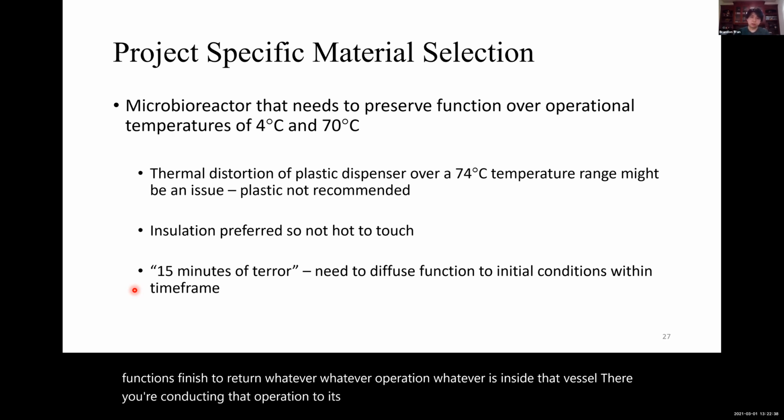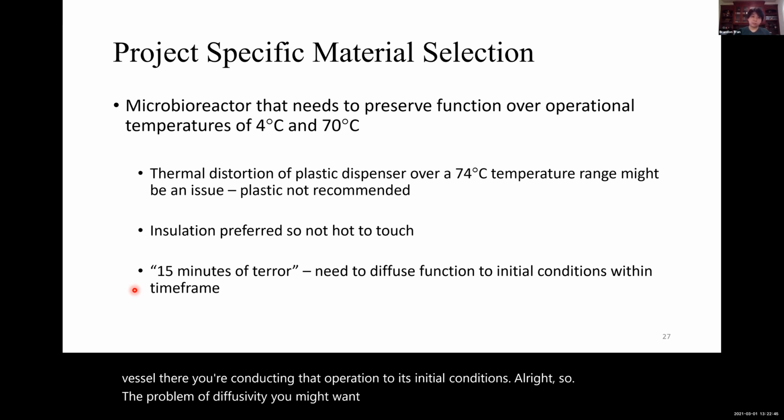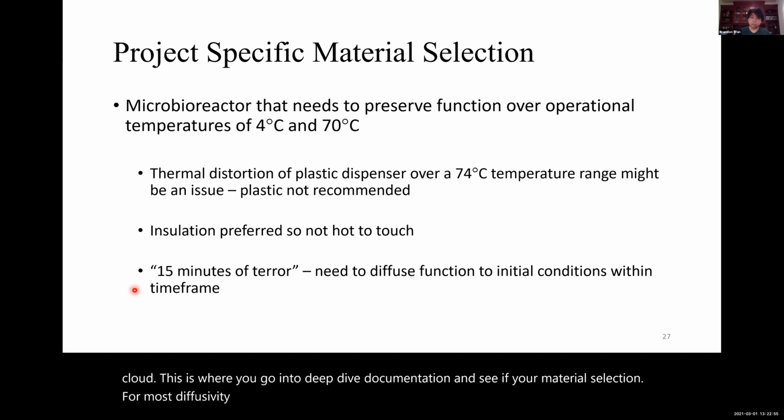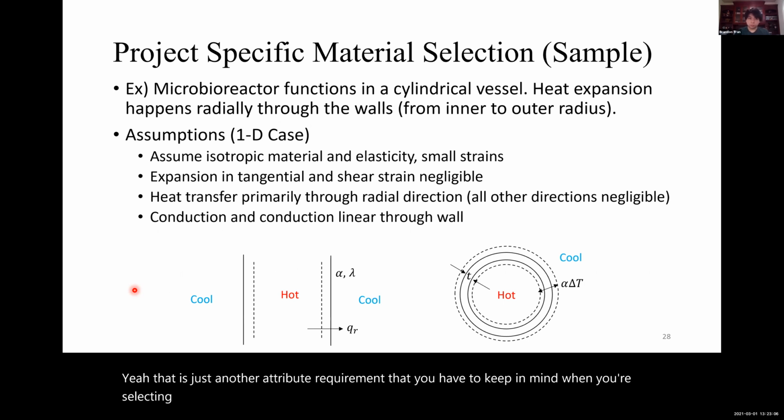For the problem of diffusivity, you might want to cross-check it with another type of Ashby plot. This is where you go into deep-dive documentation and see if your material selection promotes diffusivity, or basically going from steady state to transient. We'll go over that in a bit, but it's another attribute requirement you have to keep in mind when selecting your material. So let's go through the example.